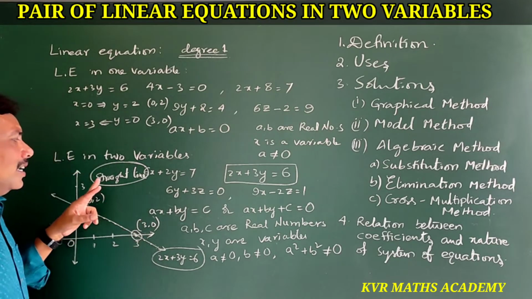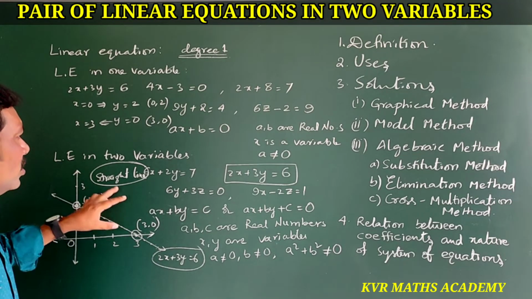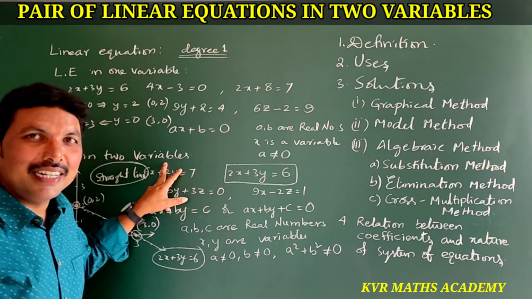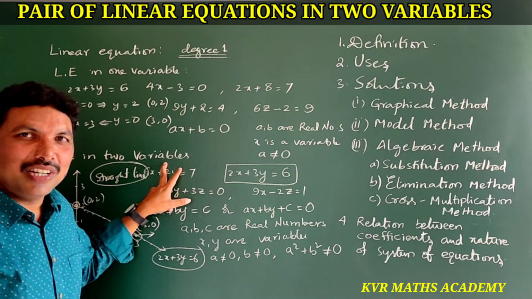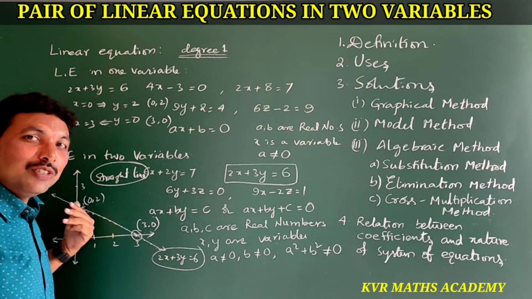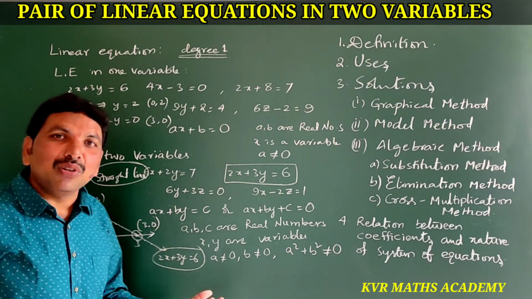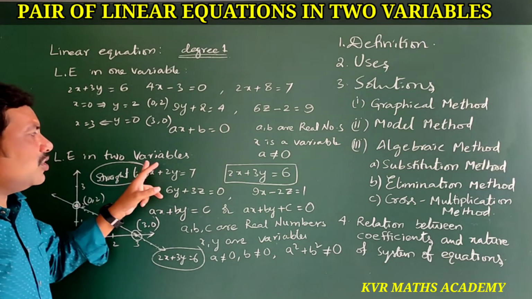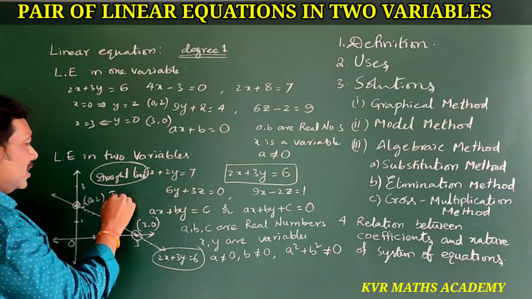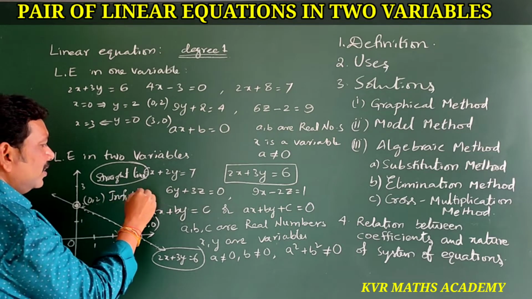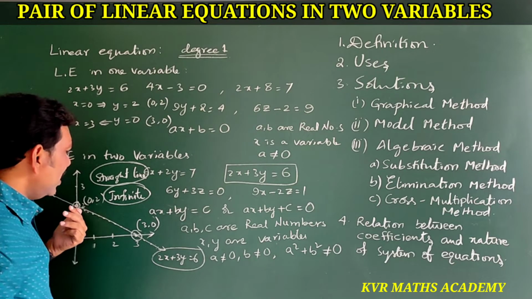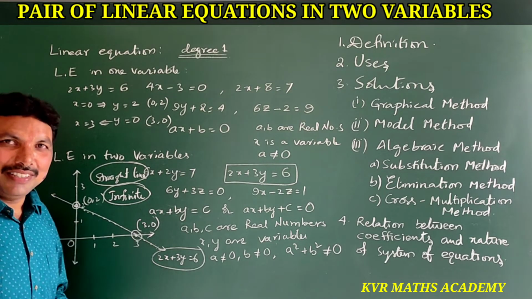So that's why the solution of a linear equation in two variables is infinite solutions. Why? Because here an infinite number of points are there, no? So that's why there are an infinite number of solutions for a linear equation in two variables. How many solutions? Infinite.